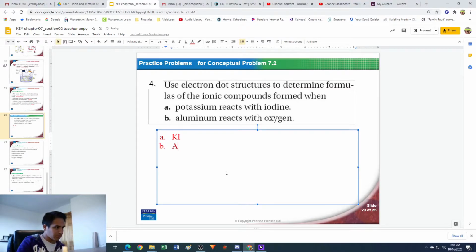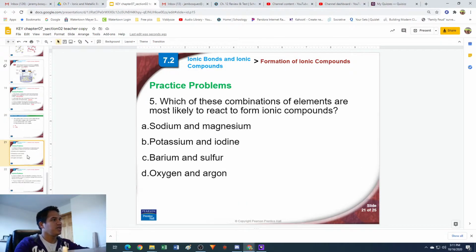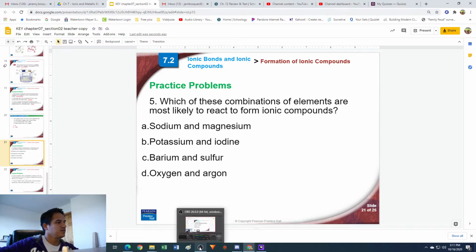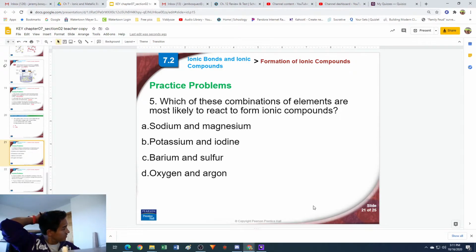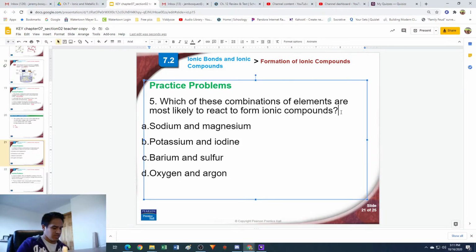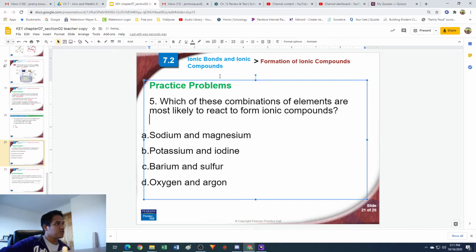So I'm just going to write Al2O3. All right, so let's move on to problem number 5. Which of these combinations of elements are most likely to react to form ionic compounds? All right, so at the beginning of this chapter, I think it was mentioned that the types of compounds that we need to form ionic compounds are things that form cations and anions. Okay, and there's 2 types of elements, remember, that do this. So we have metals and nonmetals. So metals and nonmetals. Okay, so to form an ionic compound, you need to have a metal and a nonmetal.